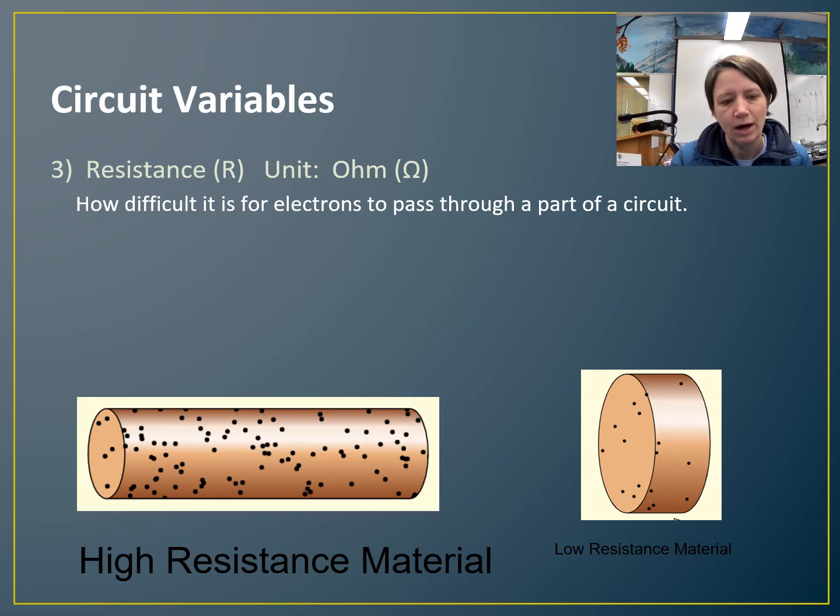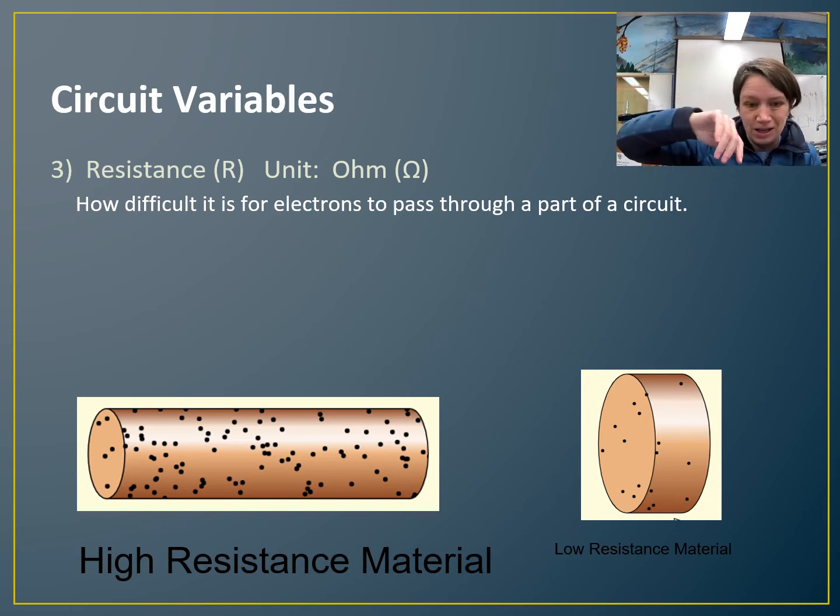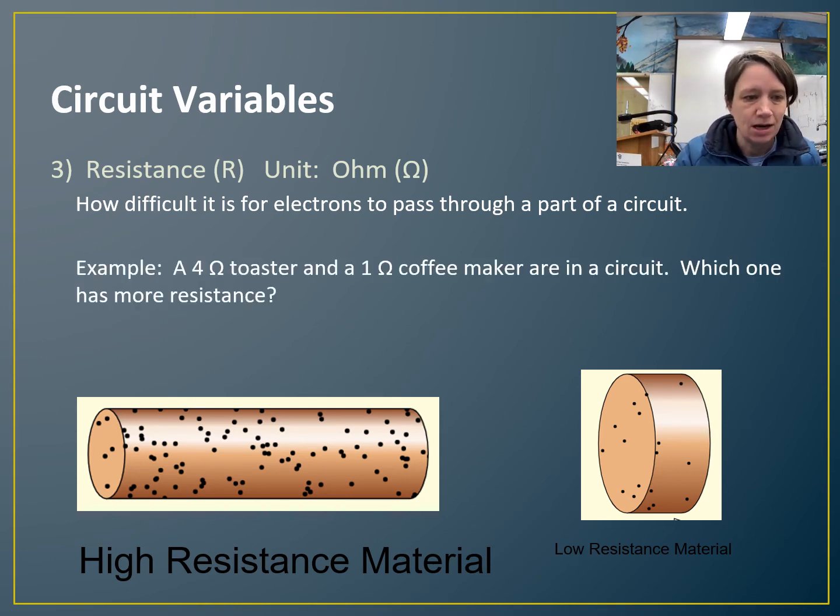For example, if you have 2 different wires here, the wire on the left would be a high resistance material because it's really long, and there are lots of things to bump into the electrons as they're moving, and there's not a very wide space for them to move through. So that would make it harder for the electrons to pass through. Whereas the one on the right would be a low resistance material because it's very wide. There's a big opening for the electrons to go through, not a lot of things bumping into those electrons, and it's a very short resistor. So in any case, it depends on the way the material is designed.